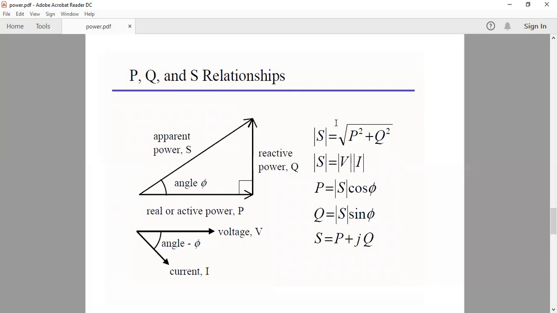So in the power triangle, we can see all three powers on each side of the right angle triangle. On one side we have the reactive power, adjacent we have the real or active power, and on the hypotenuse we have the apparent power. The angle between the real or active power and the apparent power is φ. Here also we can see the angle φ between the voltage and current phasor.